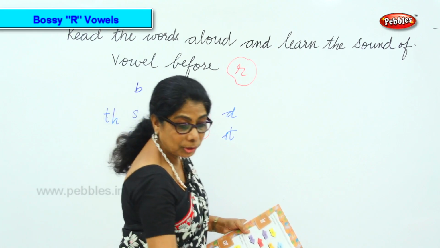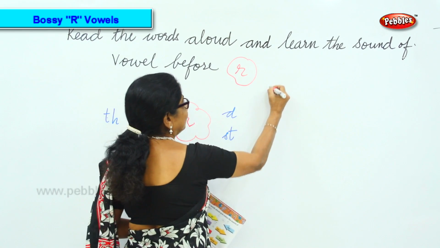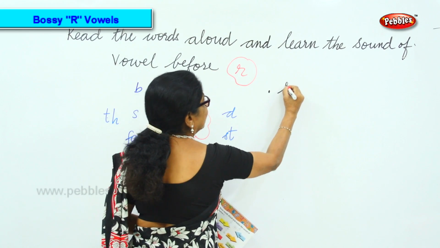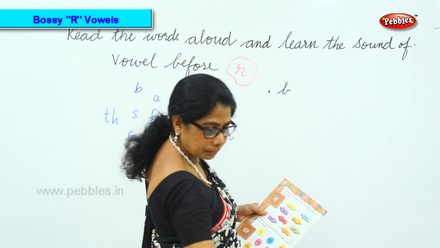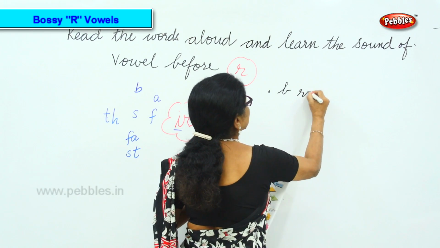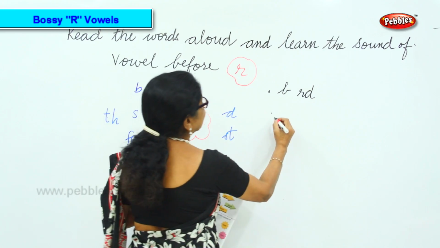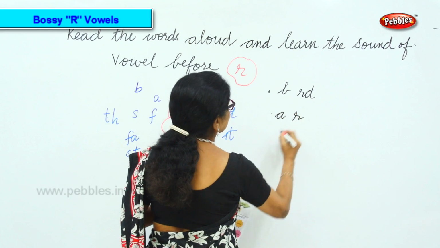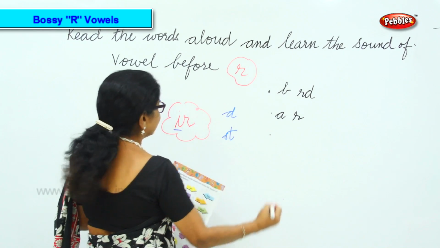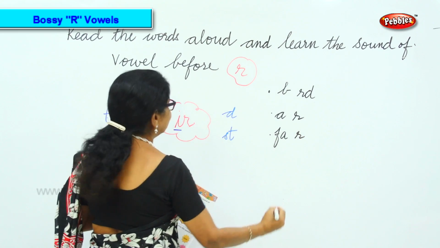Okay. Now we are going to create words. Let's make the words. First word, bird. Bird. We'll put the I later, okay? Bird, then we have fair. Then we have stare.